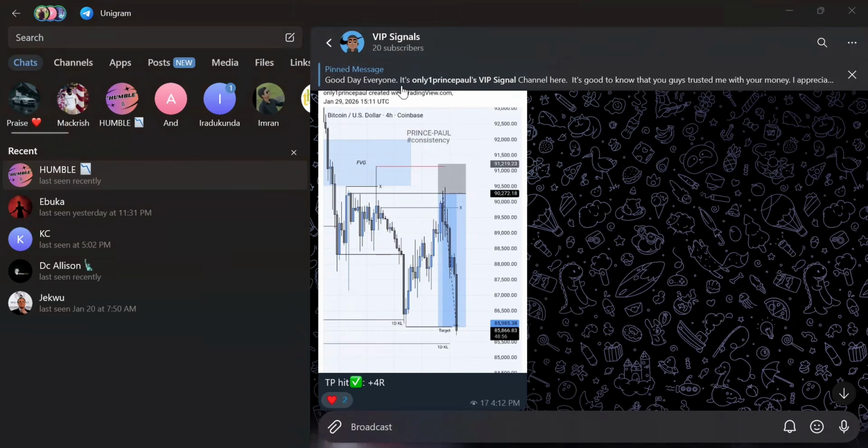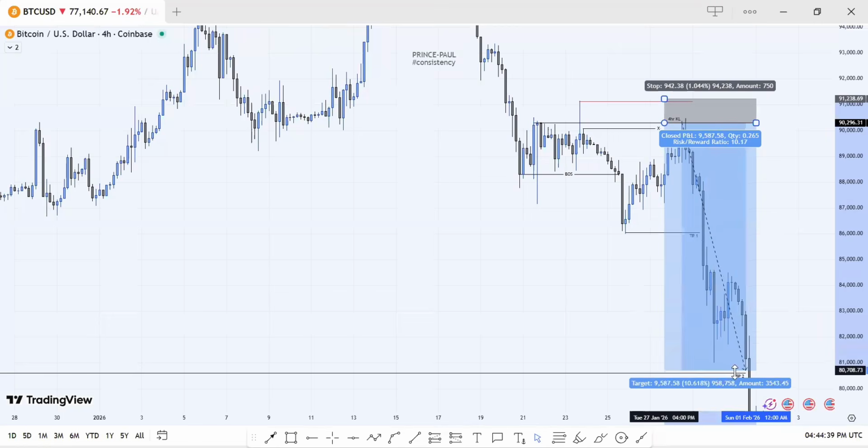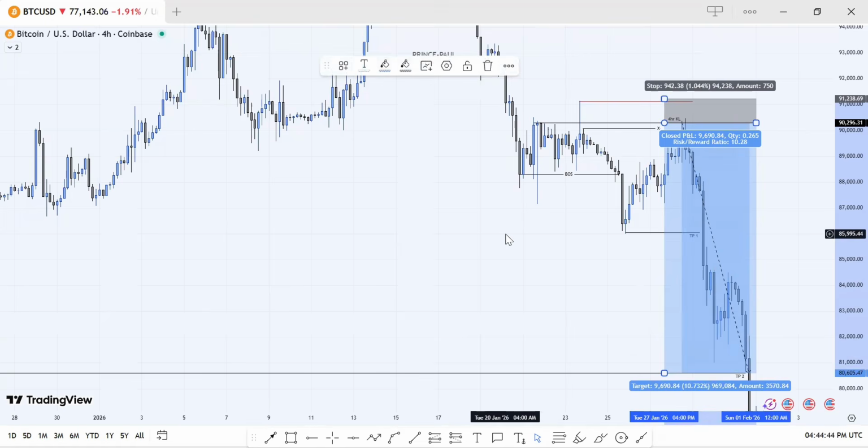So I'm going to do a trade breakdown on how we're able to come about this wonderful trade over here, and the full TP would have been a TP2, which was this target, right? So just stick around so that you can learn and know how we're able to come about this trade, the buyers, and everything, right?